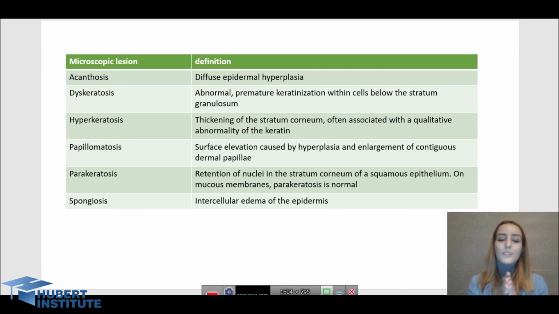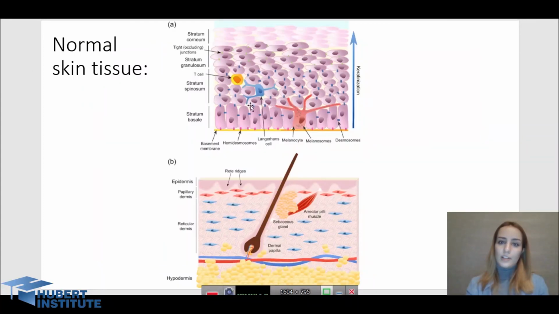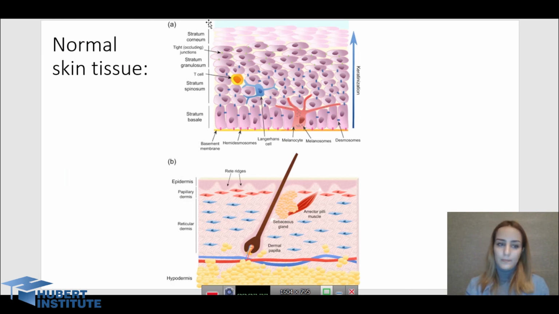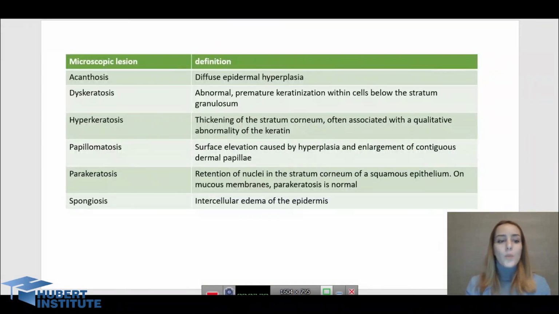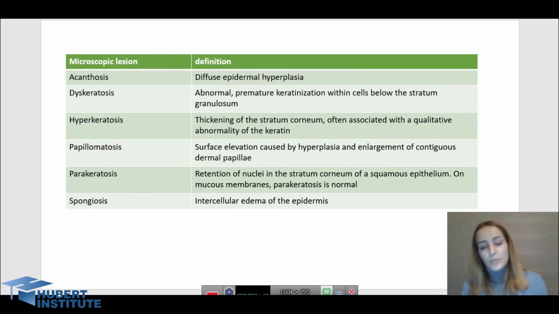The first one is acanthosis. Acanthosis is diffuse epidermal hyperplasia. So all the cells in these layers go through excessive reproduction. We have hyperplasia of all these cells in our epidermis. That's acanthosis. We can see acanthosis in this picture. See, we have a very thickened skin above our dermis. This is acanthosis.